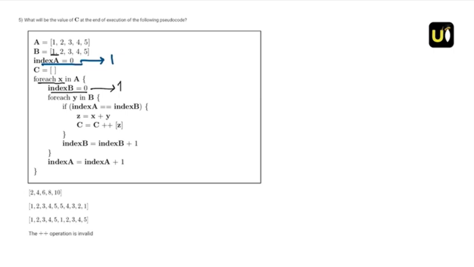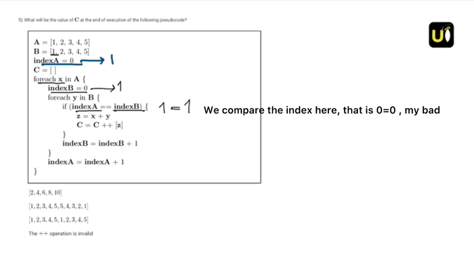For each y in B, we are checking if the index of A is equal to the index of B. First, the indices of both the values are equal. The index of A is 0 and the 0th element is 1, and the index of B is 0, so the 0th element is 1. So both the indices are equal. Then we are adding the values of x plus y into z, so z is equal to x plus y.